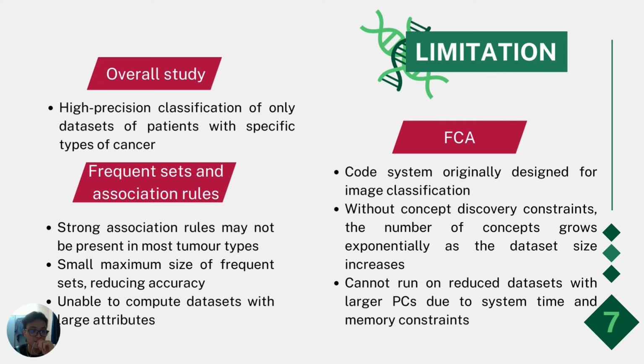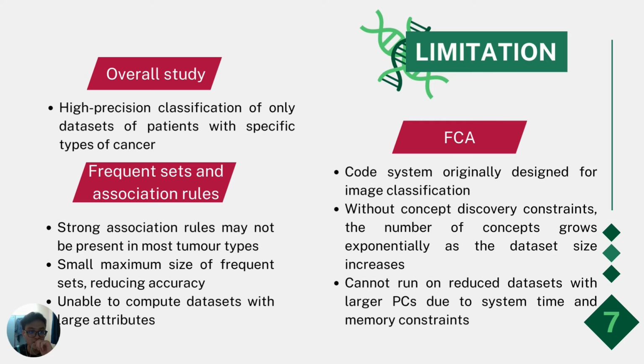For frequent set and association rule, it exhibits 3 limitations in the cancer classifications, one of which is that it cannot be used as classification criteria because strong association rules may not be present in most tumor types. Second, it has a small maximum size of frequent items, where the frequent sets are commonly found in various types of tumor and significantly reduce the accuracy of cancer classifications. Third, the apriori algorithm is computationally intensive and cannot perform calculations on datasets with a large number of attributes.